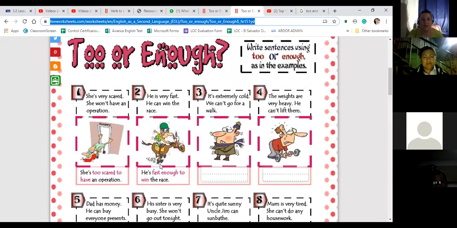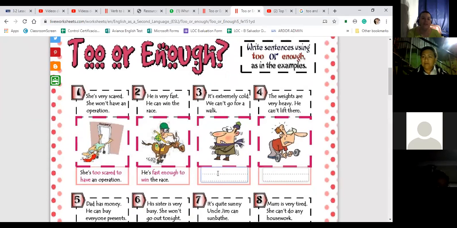Okay, so we have the first two done. What do you have for this one? I'm going to write it with you. It's extremely cold. We can go for a walk. What do you have for that one? What are the possible options? It's too cold. Because it's extremely cold, it's too cold for a walk. Okay.